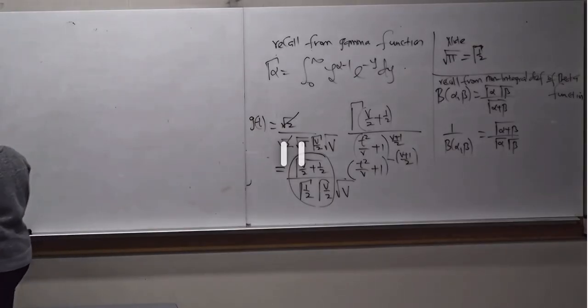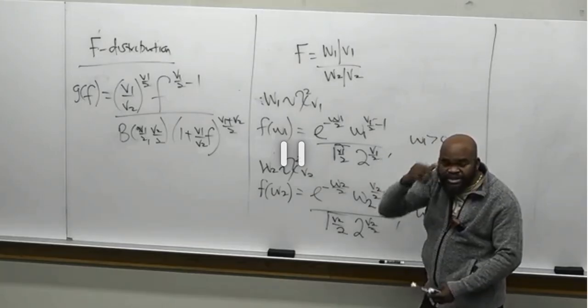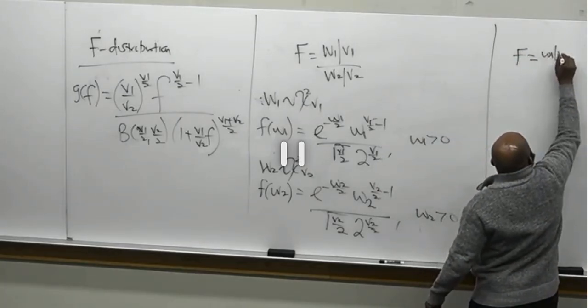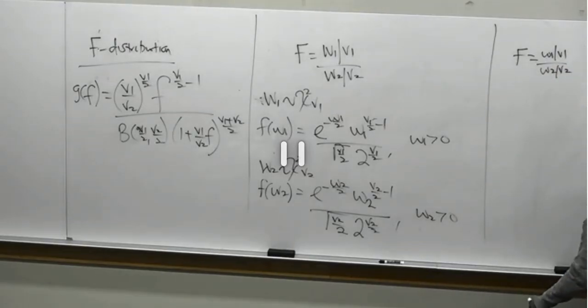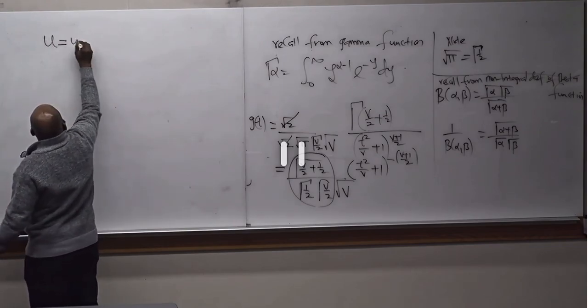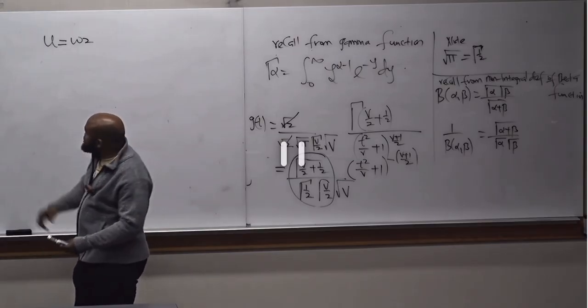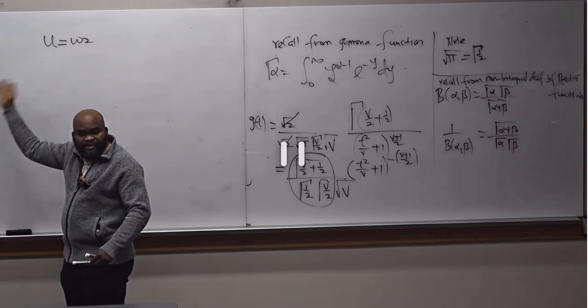Okay. Now, the next thing that I actually want to do is, we are given this. We have to create an artificial variable. So F equals W1 divided by W2. So I can create an artificial variable U to be W2, the one in the denominator, just W2. So I'm creating that. Now, I need to find the inverses.